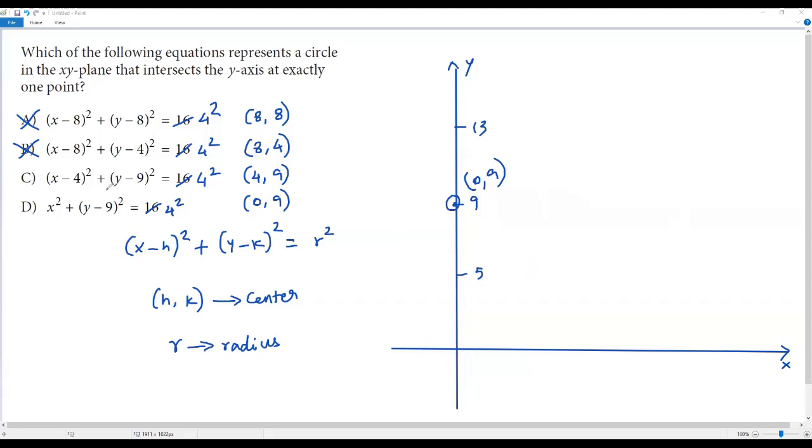So we can reject option D. Only the circle in option C intersects the y-axis at exactly 1 point. So the correct answer choice for this question is option C.